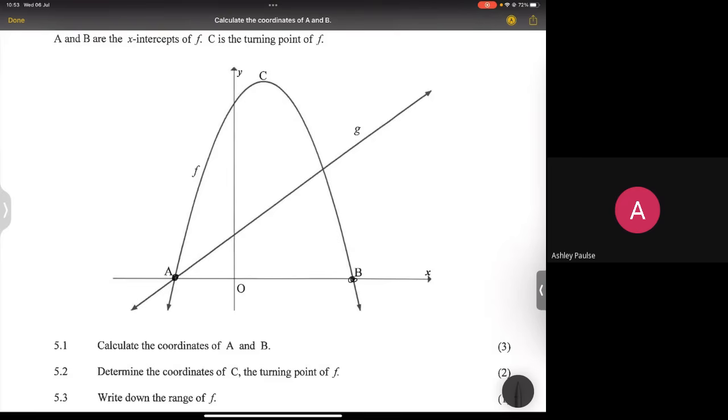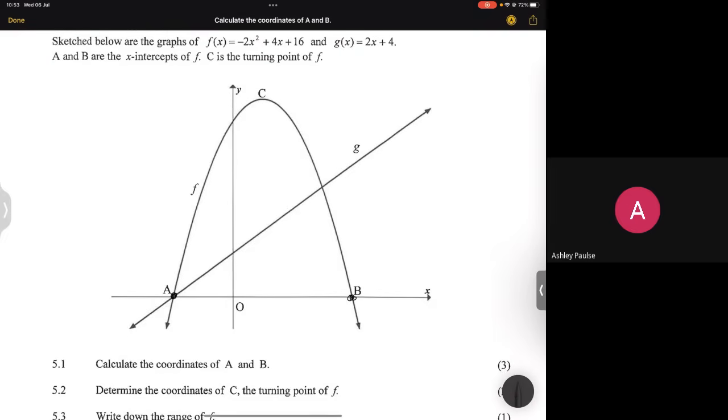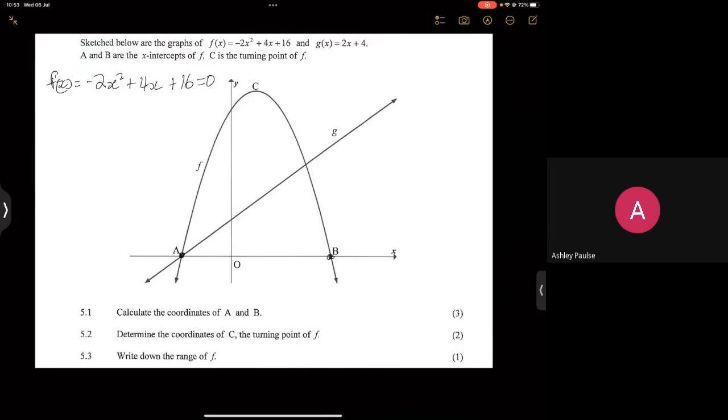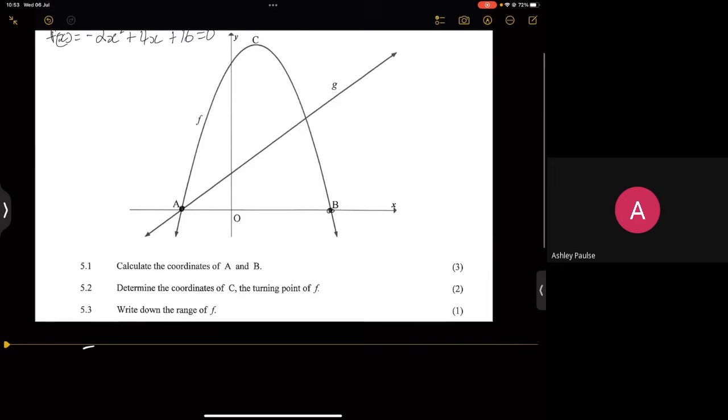So I'm going to make sure that for my x-intercepts, I take those x-intercepts. It means this is where y is equal to 0. It means that if I take f of x is equal to minus 2x squared plus 4x plus 16, this is equal to 0. So let's solve for that. So that's minus 2x squared plus 4x plus 16 is equal to 0.